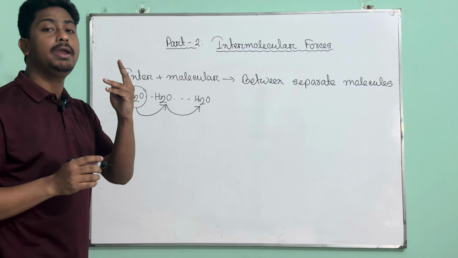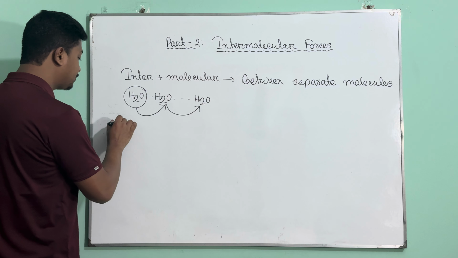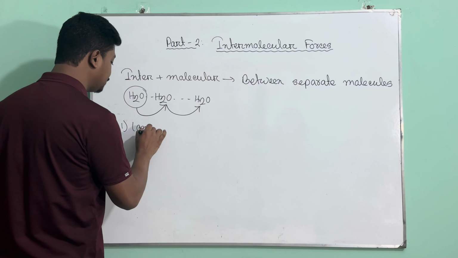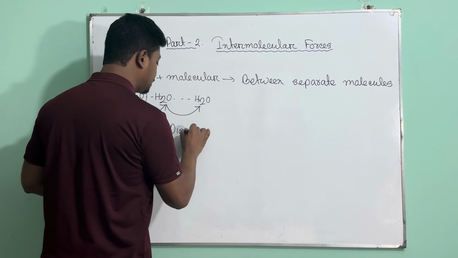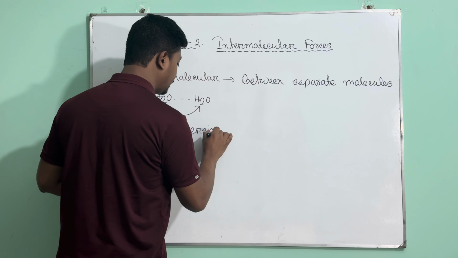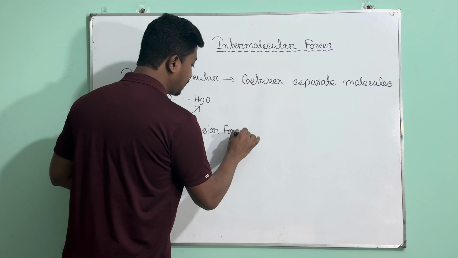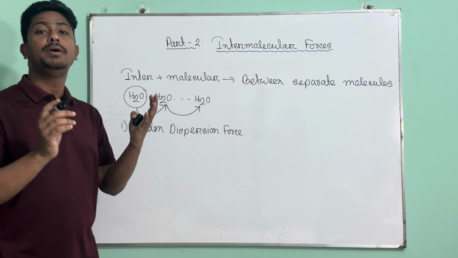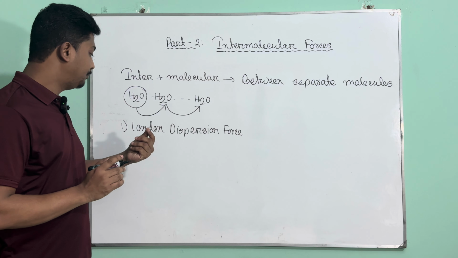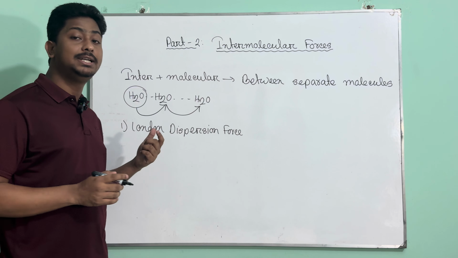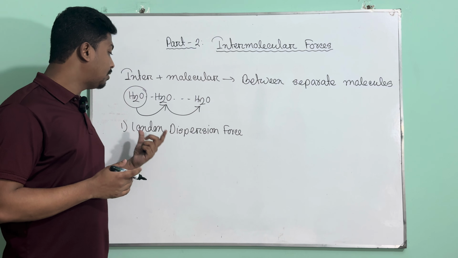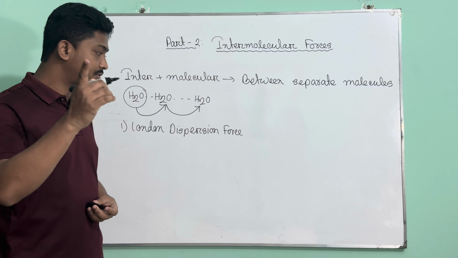Now, there are three main types of intermolecular forces. First of all is the London dispersion force. This happens due to the movement of the electrons. When one side has more electrons, the other side becomes positive and negative. We will discuss everything about London dispersion force in our next video, so stay tuned.